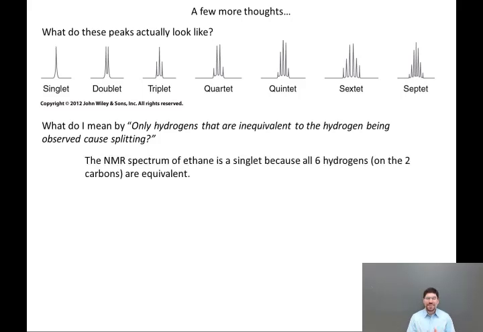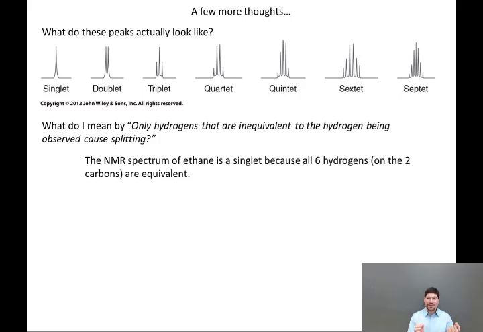Well, what I mean by that is if you consider ethane, which of course has 2 carbons and 6 hydrogens, if you go take an NMR spectrum of ethane, which wouldn't be the easiest thing in the world to do because ethane is a gas, but suppose you can take an NMR spectrum, it will be a singlet because all 6 hydrogens on the 2 carbons are equivalent. When we say that hydrogens are inequivalent, we're saying that they're a different distance away from a functional group or an electronegative element. There are no functional groups in ethane. So its NMR spectrum is a singlet.